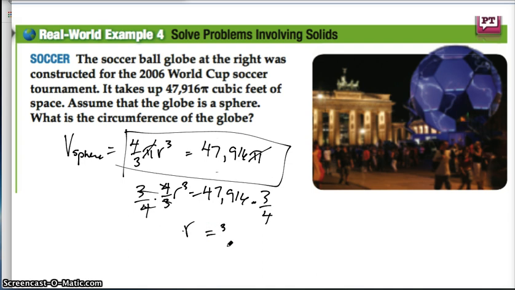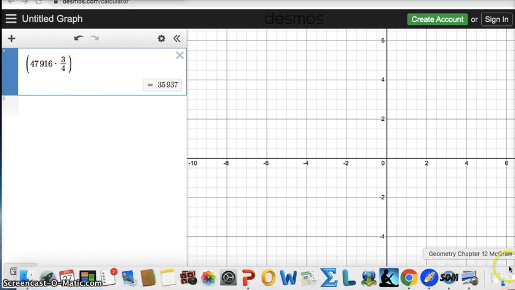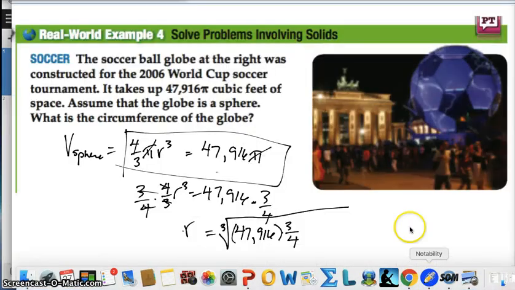So I'm going to take the third root of all of that, and you should have that on your calculator or on Desmos. You'll be able to find a third root, so you can put all this information in. I'm going to do that now. Okay, I have the product of the thing underneath the radical, 47,916 times 3/4, but what I need to do is find the third root of that. There's a couple ways to do it, ways that you may not be familiar with. Hold on, let me go back to Desmos.